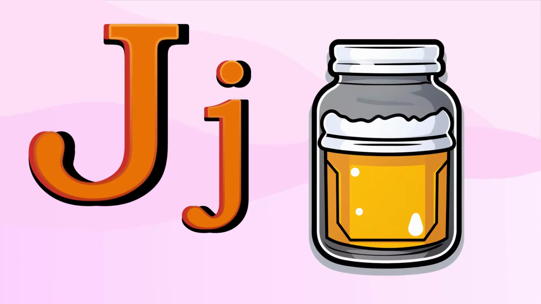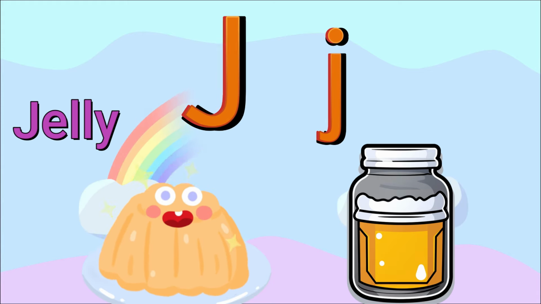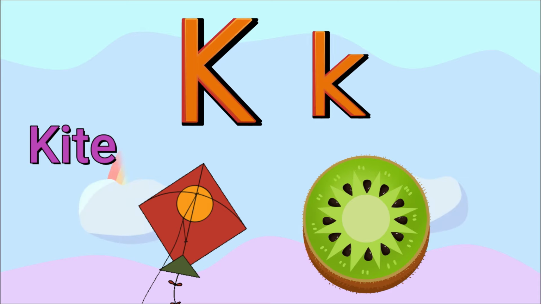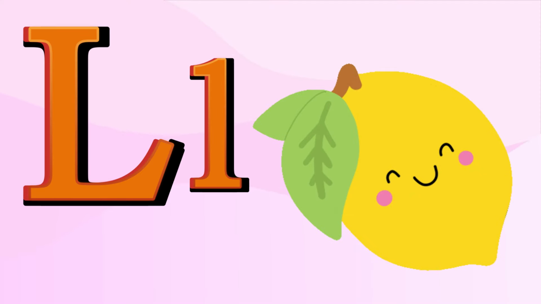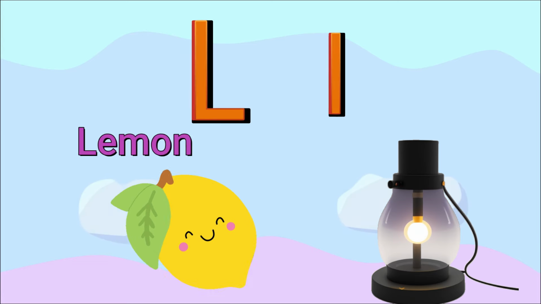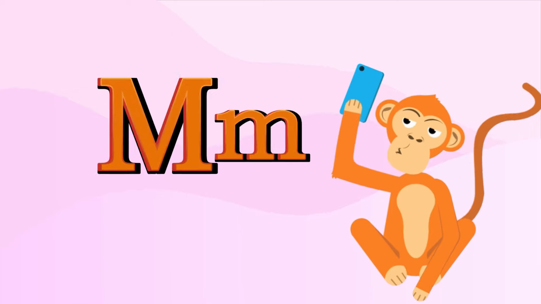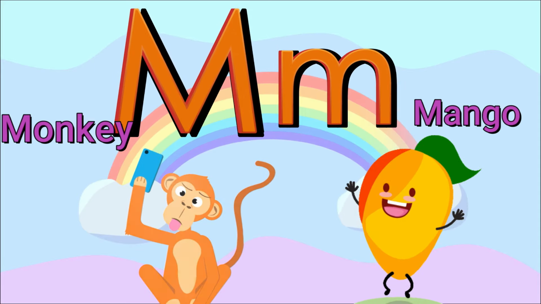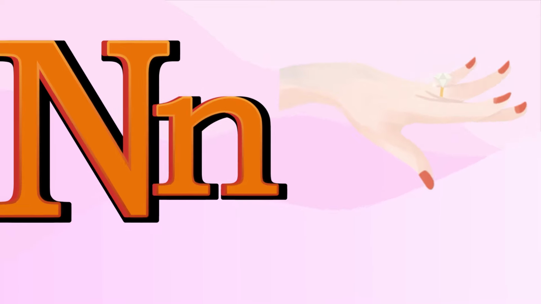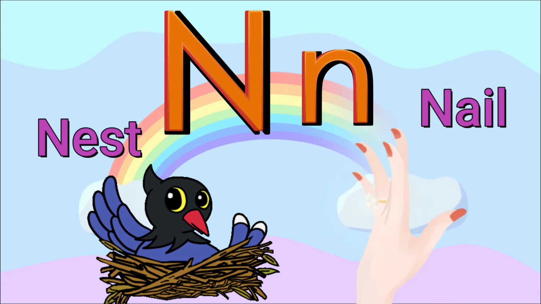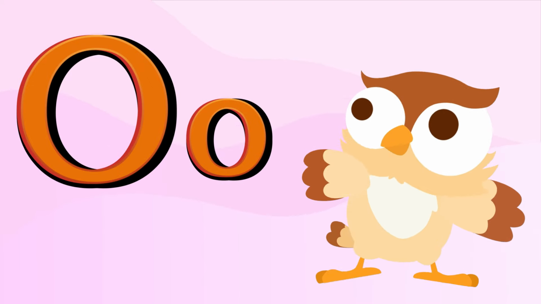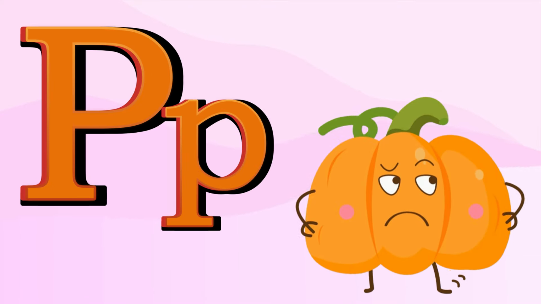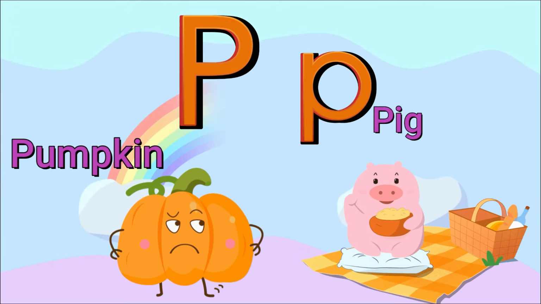J for jelly, J for jar. K for kite, K for kiwi. L for lemon, L for lamb. M for monkey, M for mango. N for nest, N for nail. O for orange, O for owl. P for pumpkin, P for pig.